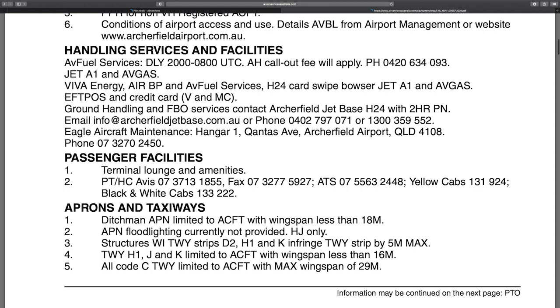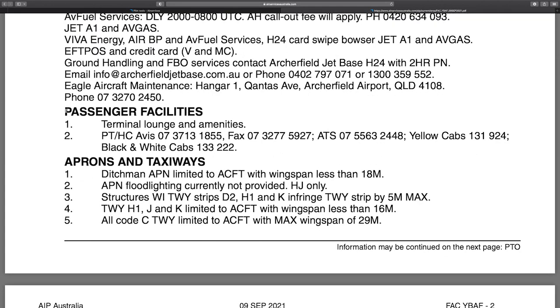The next item down is passenger facilities. So this is just a list of services that are available to anyone that may be operating in and out of Archerfield Aerodrome. So there is a terminal lounge and amenities that's available at the aerodrome. PT stands for public transport and HC stands for hire car. So there is public transport available as well as hire car facilities at Archerfield Aerodrome.